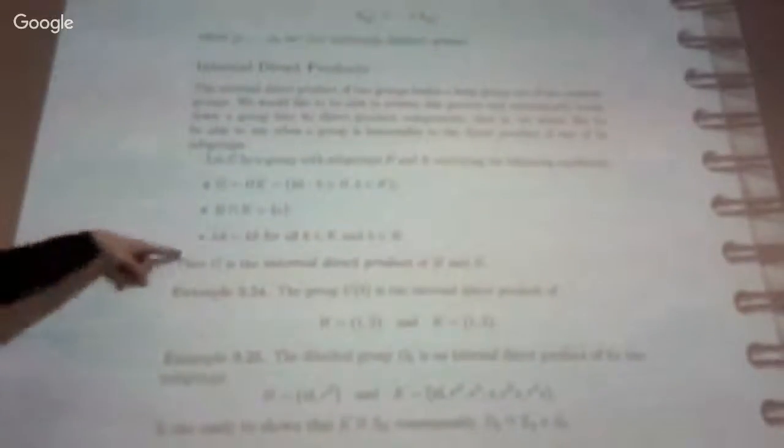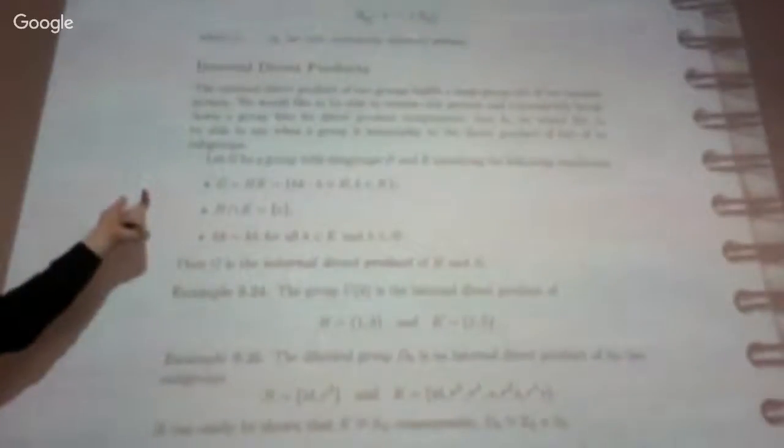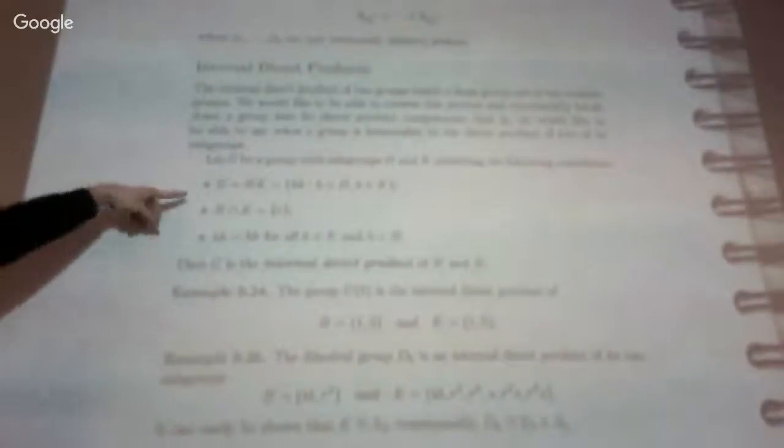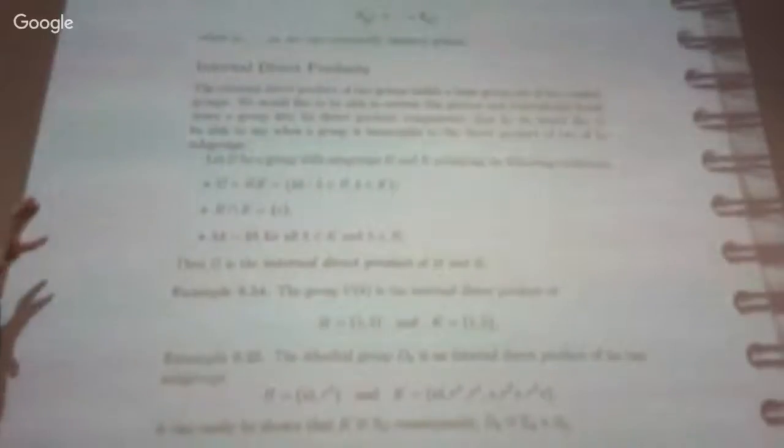You can kind of separate the group into two, which are very independent. They're independent in the sense that they only share the identity. Well, they have to share the identity. And multiplying them one way or another doesn't change anything. And the split means that when you put them back together, you get the whole group, and there's nothing left unexplained.